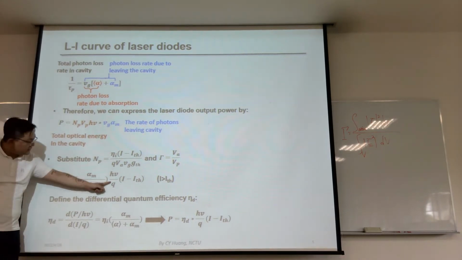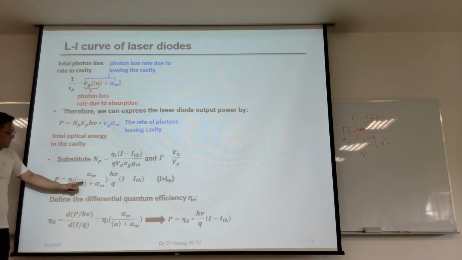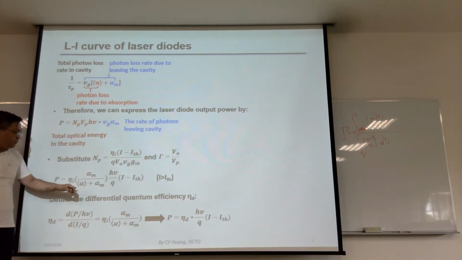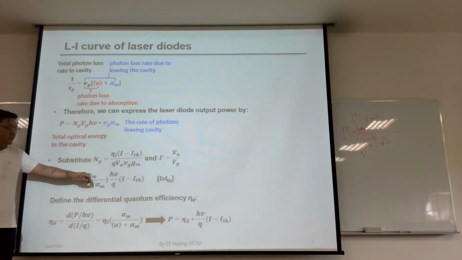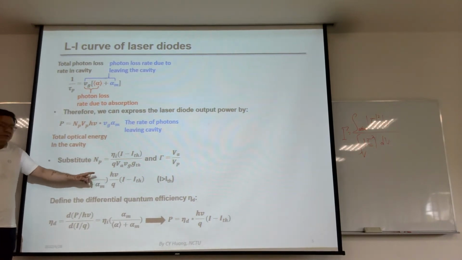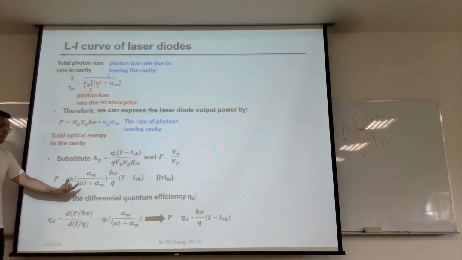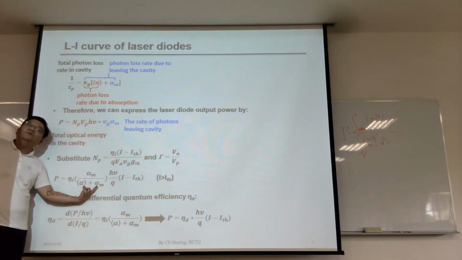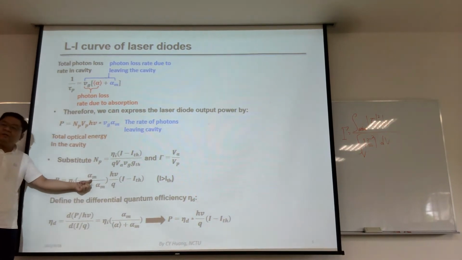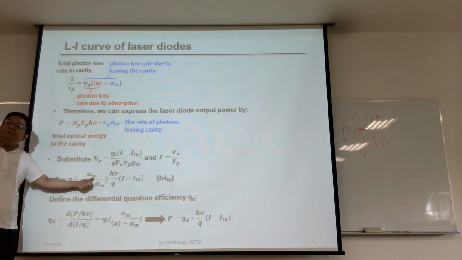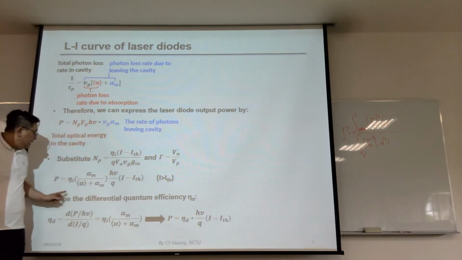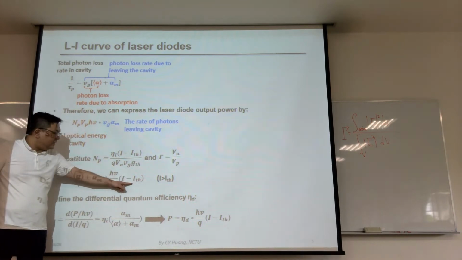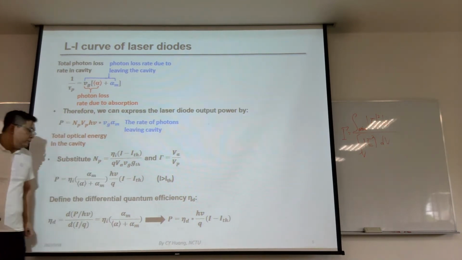And then what does this term mean? When photons are lost, it is partly due to absorption, partly due to leaving the cavity. So this ratio is the portion of all photon loss that is observable photon loss. Okay, so P is equal to this term. It is linear in your current density.